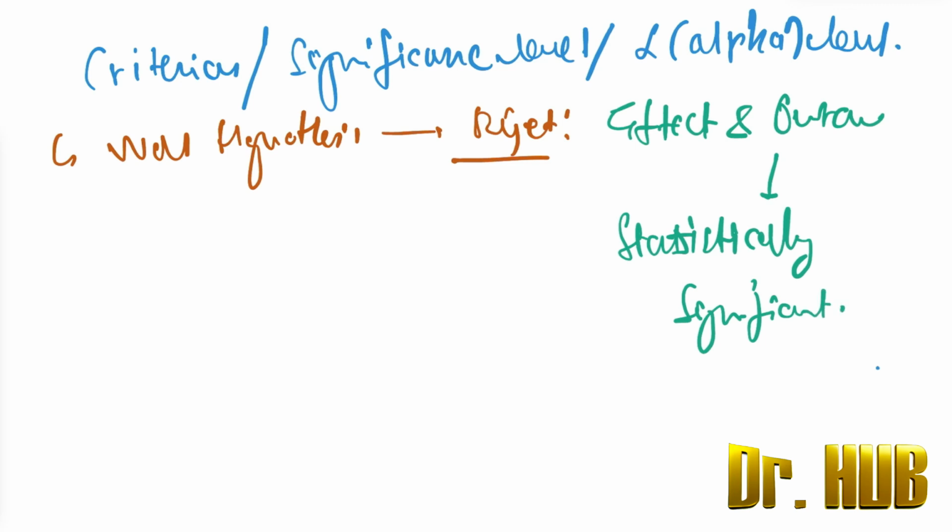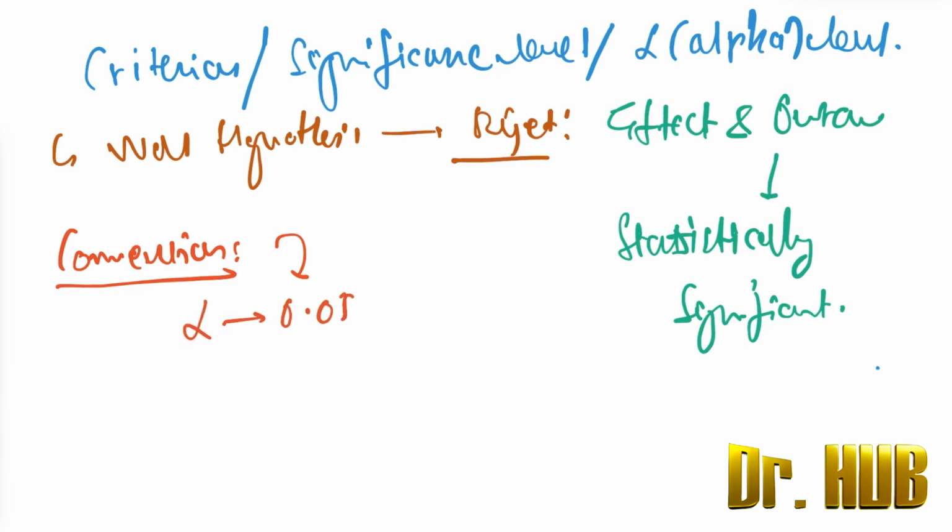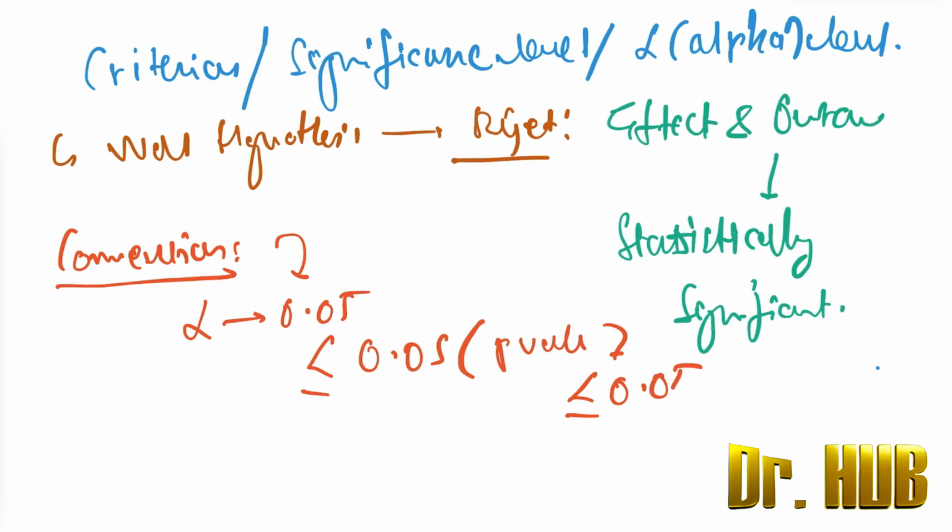By convention, but not always, the level of alpha is 0.05. That is, if the probability of an outcome, the p-value, is less than or equal to 0.05, the null hypothesis is rejected.